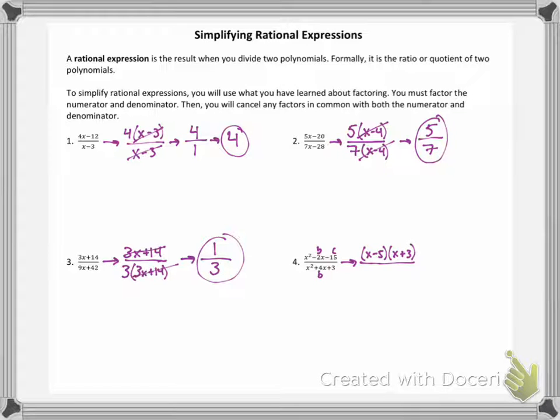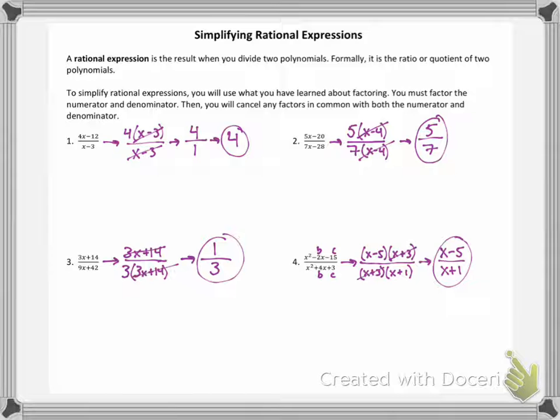Same thing at the bottom. There is no GCF, so we're going to go to our trial and error here because it's 3 terms. What multiplies to positive 3 and adds to positive 4? X plus 3 times x plus 1. 3 times 1 is 3, 3 plus 1 is 4. So I've now factored as far as I can. I see an x plus 3 on the top and an x plus 3 on the bottom. Those will cancel out. That leaves me left with x minus 5 over x plus 1. That is my final answer.